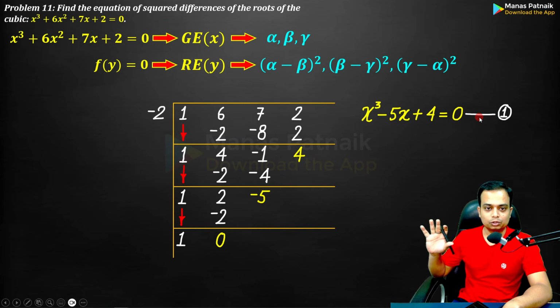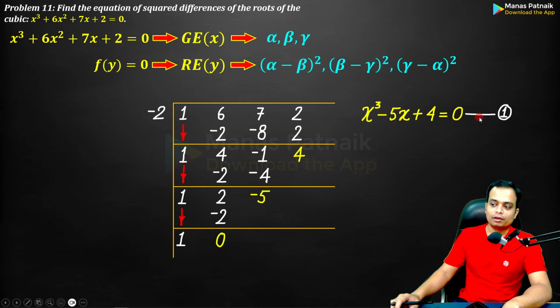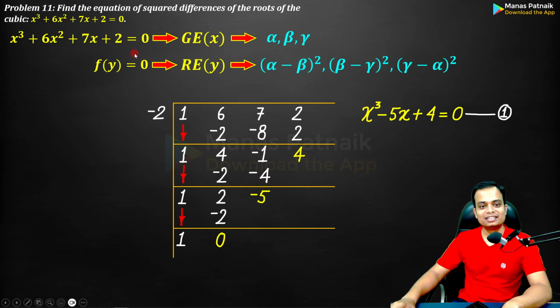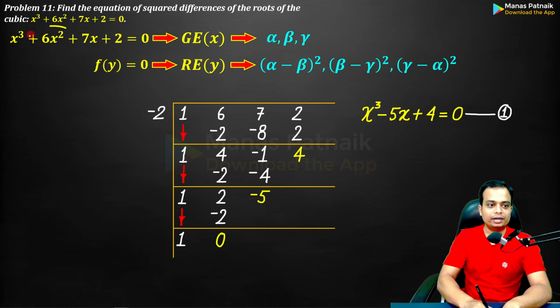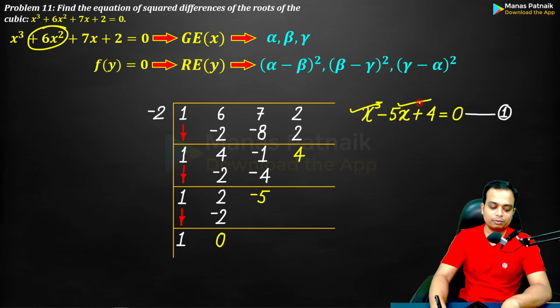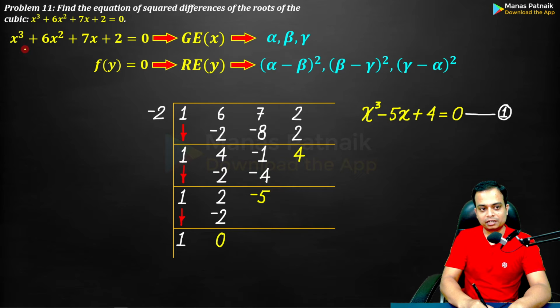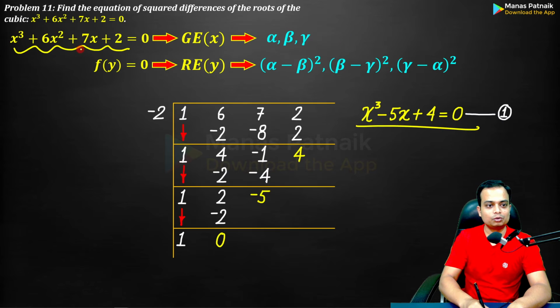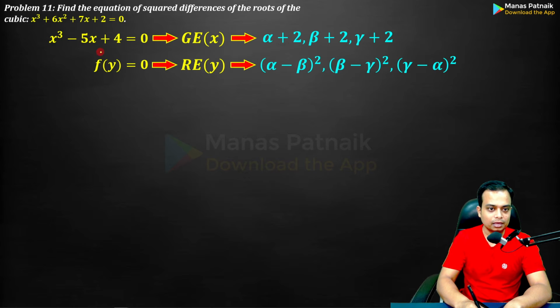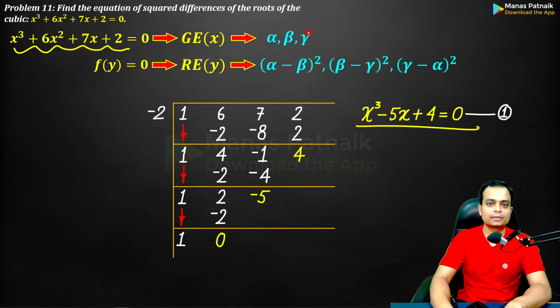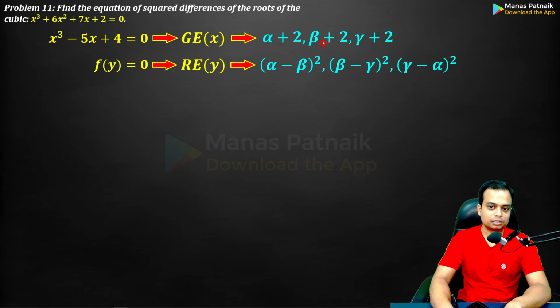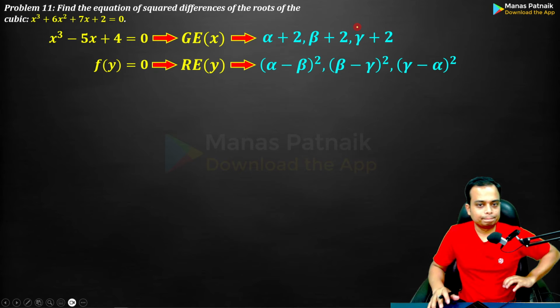So far, so good. What we've done is we have revised our general equation in such a way that the square term is missing. This is the equation. Now, instead of writing this as our general equation, let me write this. Here we go: x cube minus 5x plus 4. Here it is updated. And instead of writing alpha, beta, gamma, let me write alpha plus 2, beta plus 2, gamma plus 2. I hope you're getting the point.